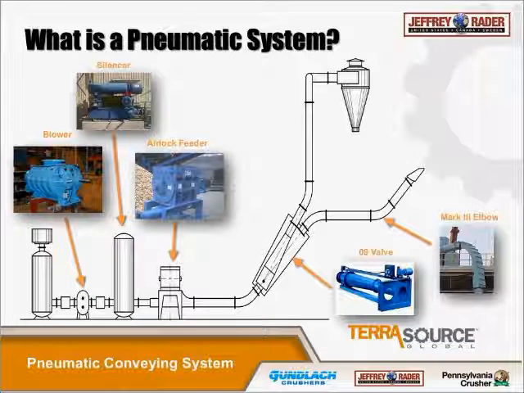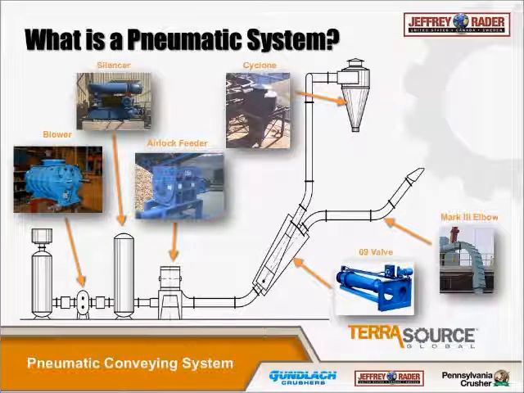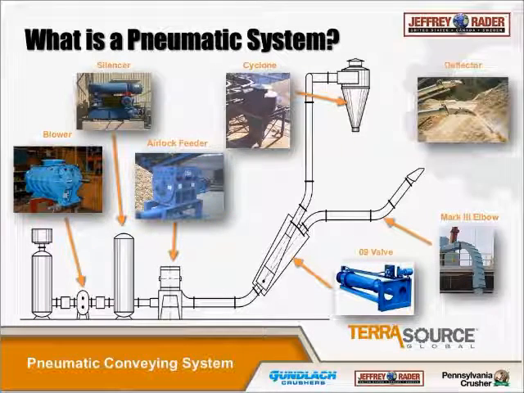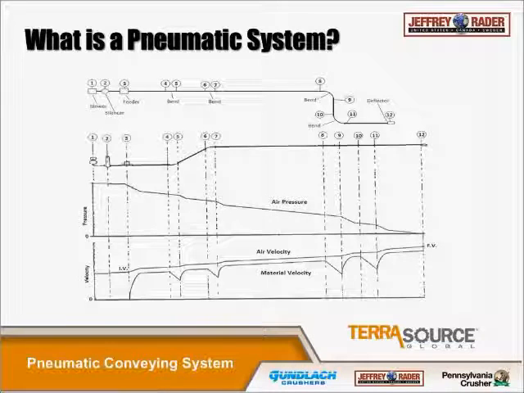There should be some elbows in the system. It might have a cyclone that's useful for discharge into a bin, and you might also have a deflector nozzle which blows into a pile. These are just some examples. We'll get into some of those other discharge devices later.